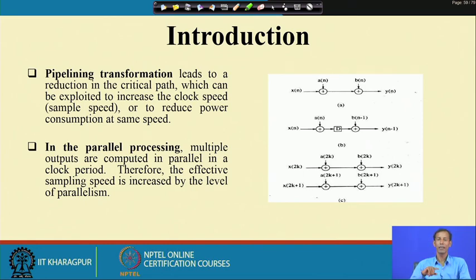So here also the same principle works. Whenever we are doing parallelism, suppose the level of parallelism is chosen as n. Then I can increase the clock speed or the sample speed by a factor of n. It is not only that the clock speed or sampling speed will increase, the corresponding power will also be decreased by a factor of n squared.